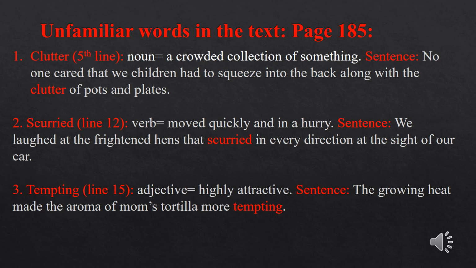Number 2. Scurried. It's found in line 12, and it's a verb. Moved quickly and in a hurry. Example: we laughed at the frightened hens that scurried in every direction at the sight of our car. Number 3. Tempting. It's found in line 15, and it's an adjective. Highly attractive. Example: the growing heat made the aroma of mom's tortilla more tempting.